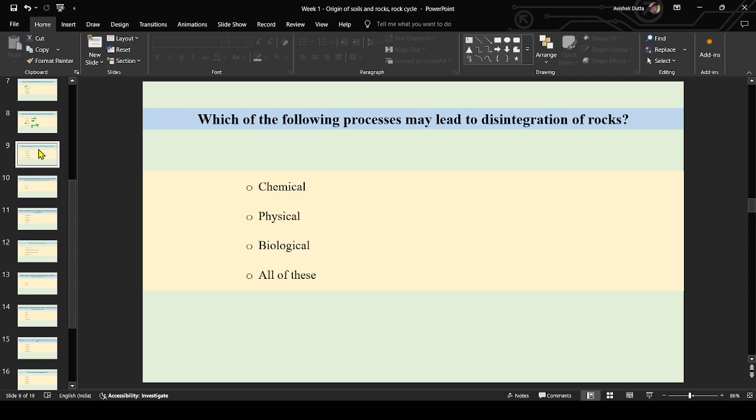Which of the following processes may lead to disintegration of rocks? All of the above. So, if you want to briefly describe, chemical, physical, and biological processes can change the composition of rocks, and that change in composition along with chemical action may lead to the disintegration of rocks, chemical disintegration.